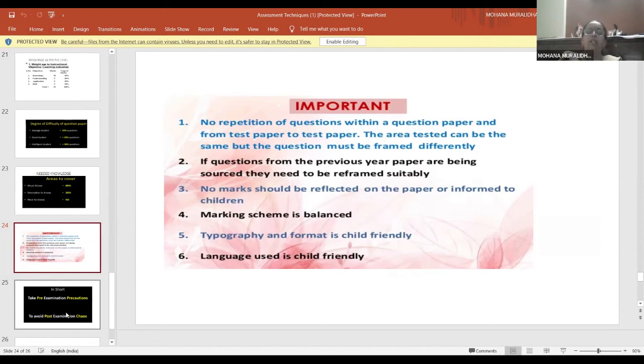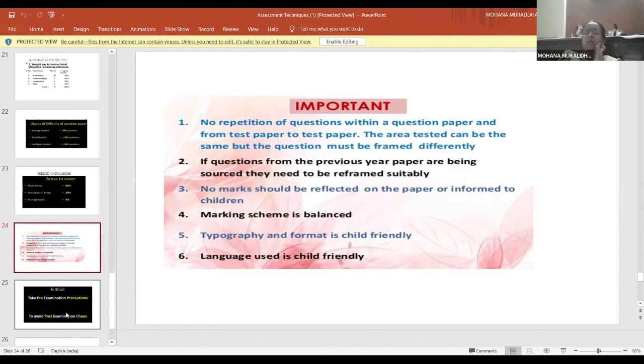And then no marks should be reflected on the paper or informed to children. Let us not say this is for 2 marks, this is for 3 marks, this is for 4 marks. Invariably, in mathematics, if we are writing the steps for the allotment of marks, we know that there is no need for us to tell the child that this is 2 marks and this is 3 marks. It is needed only when it is going to be a language paper or something, like 100 lines, 5 marks. Let us make the child very free to understand the different sources of approaching the answer. There is no hard and fast rule that this is the method. So we will not tell them anything.